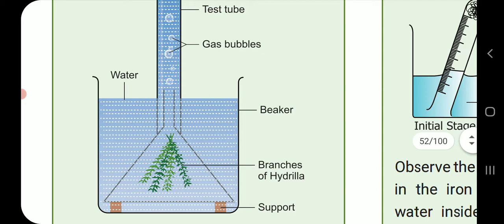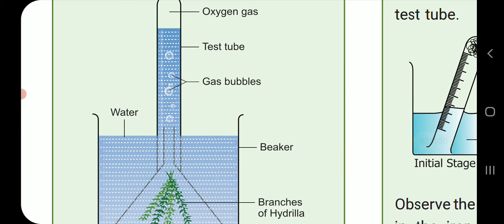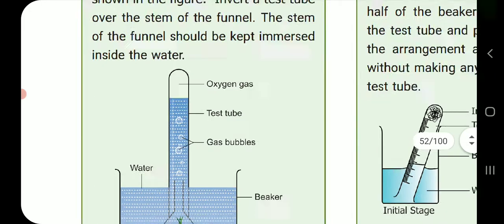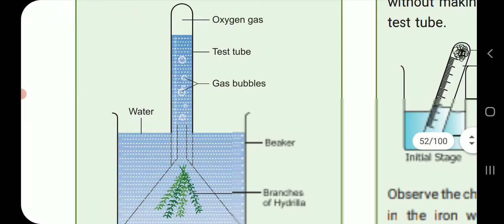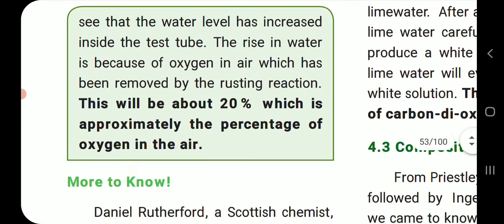He has taken the hydrilla plant, placed a test tube over it, and made this setup. The hydrilla plant, with the help of sunlight, took in carbon dioxide and gave out oxygen. This inference we have seen before.